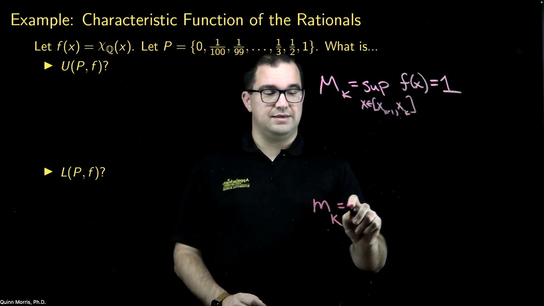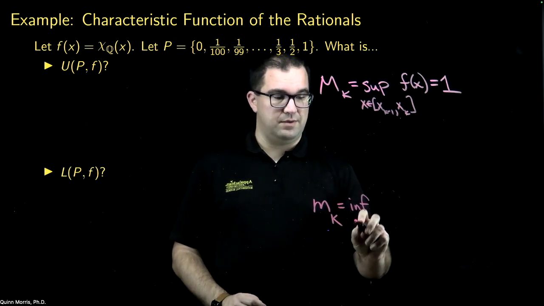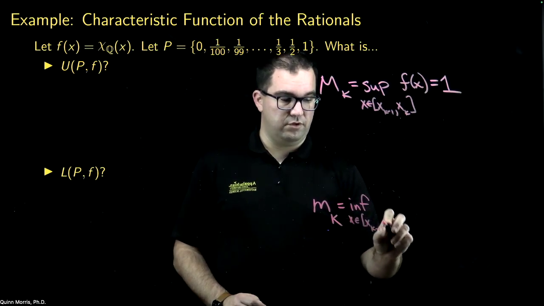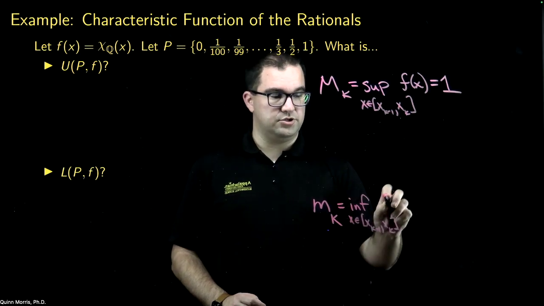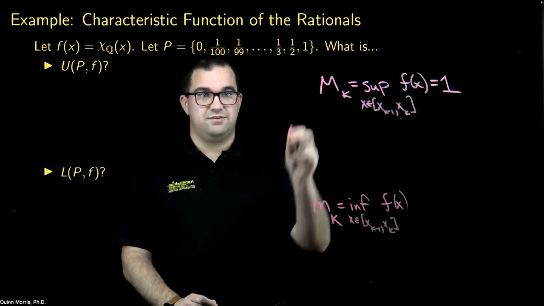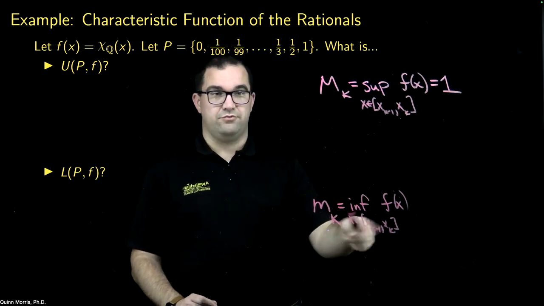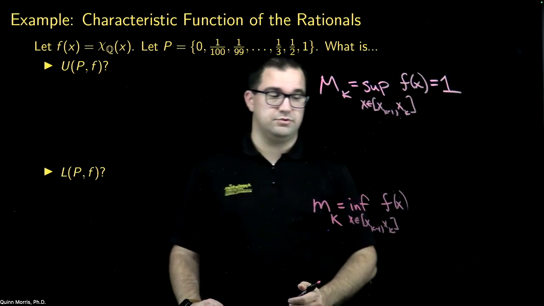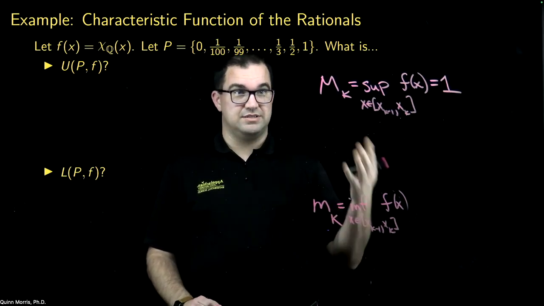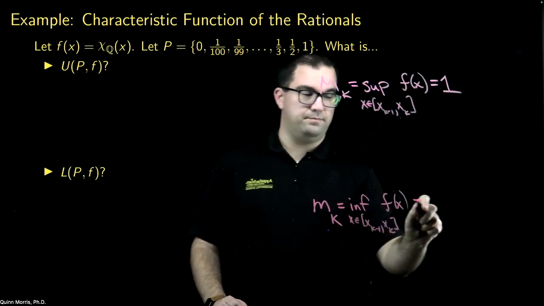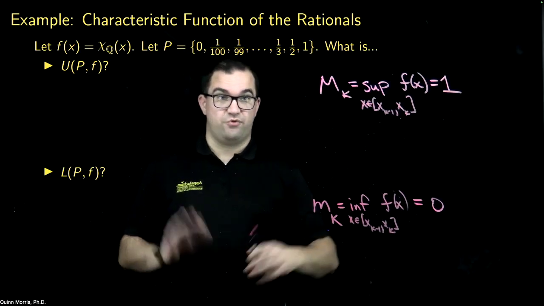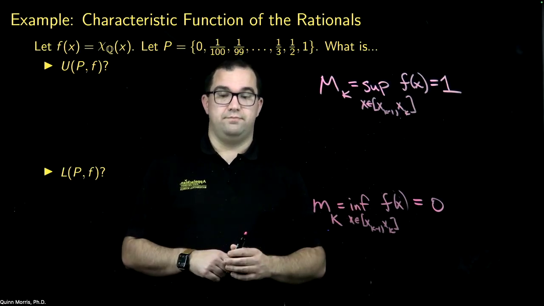The little m sub k's, similarly, if I look at the infimum over all x in the kth subinterval of my partition, again, this set of output values just consists of the number 0 and the number 1 because this interval contains rational and irrational values. So the infimum of that set is just 0. And so I get that each of my little m sub k's, for every k value, is 0.